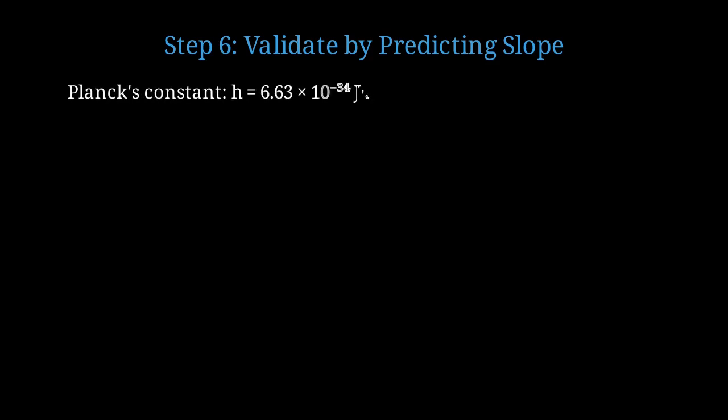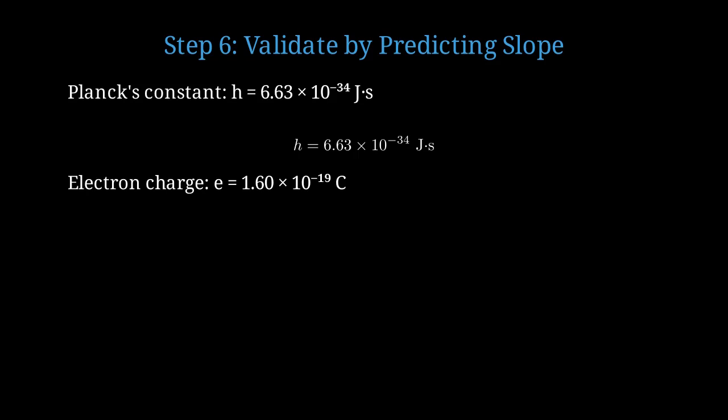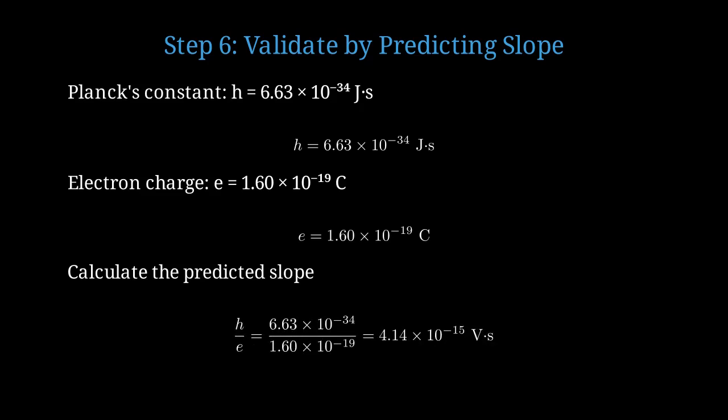Planck's constant h equals 6.63 times 10 to the minus 34 joule seconds. Electron charge E equals 1.60 times 10 to the minus 19 coulombs. The slope is h divided by E. H over E equals 4.14 times 10 to the minus 15 volt seconds.